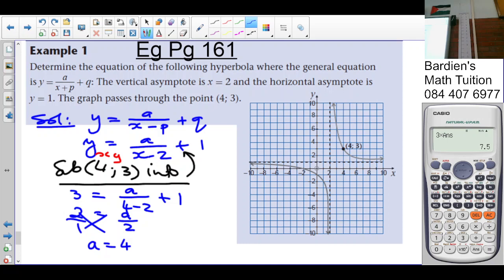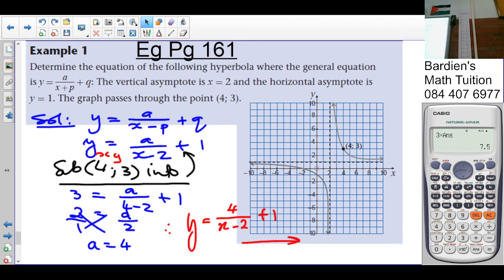Have I answered the question? No. Therefore, y is equal to 4 over x minus 2 plus 1. Okay. Any confusion here? No? Right, let's look at another one.